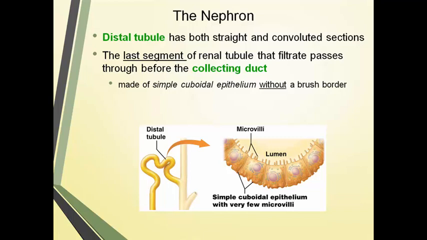So most of the DCT is simple cuboidal epithelium, but they do not have a brush border. So there's very little change in the fluid once it reaches the distal tubule.